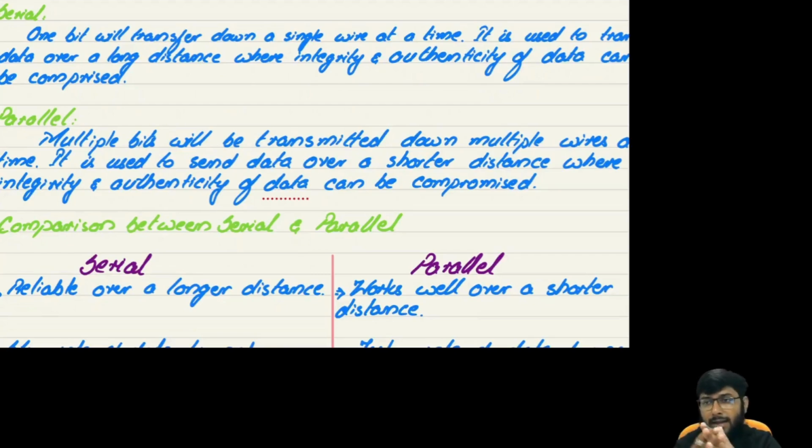You might ask, sir, can you please just repeat this for me? I wasn't able to understand that part. So yeah, I will be repeating that particular thing, no issues with that. So at those places where we can compromise over the authenticity or the integrity of the data, at those places we are actually utilizing parallel transmission.